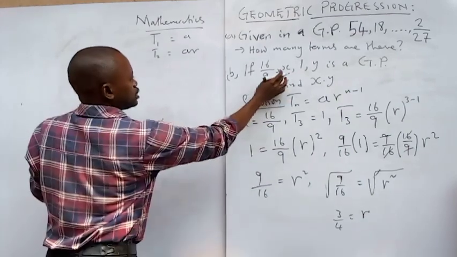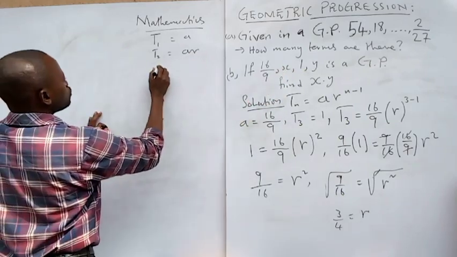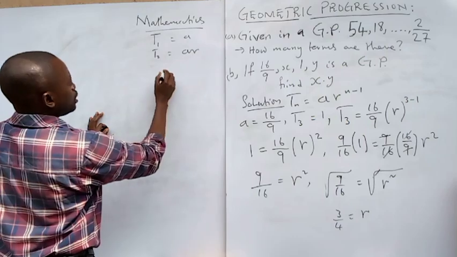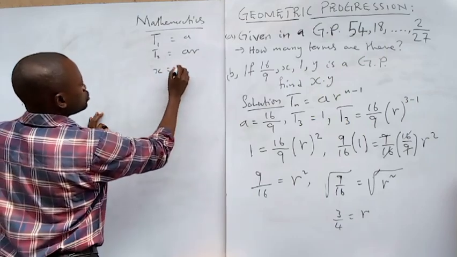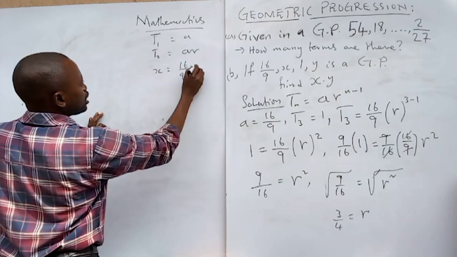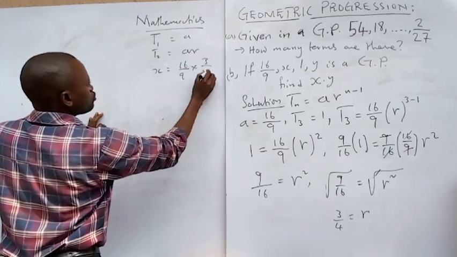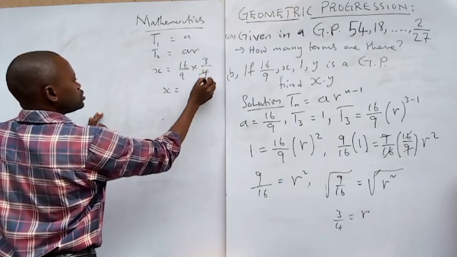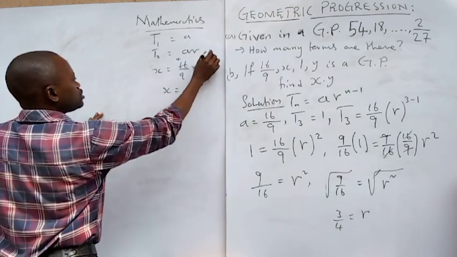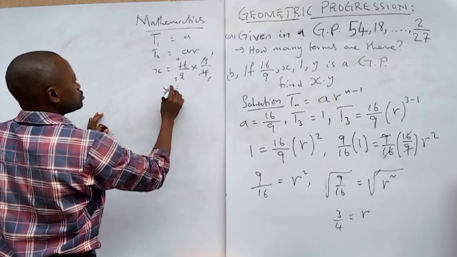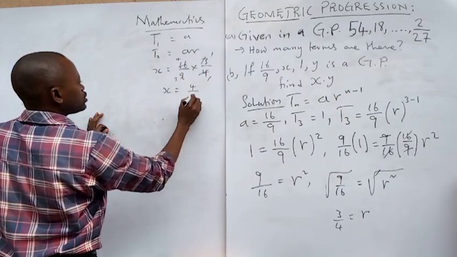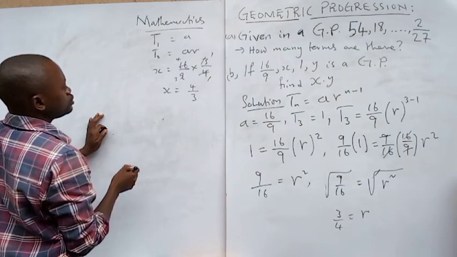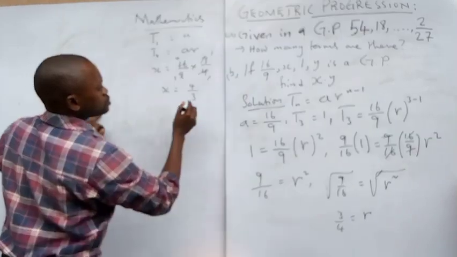So that is to say, this second term, T2, is x. That means that x is equal to 16 over 9 times the common ratio, which is 3 over 4. So it then means that x is equal to, 4 cancels itself here, 1 here, 4; 3 cancels itself, 1 here, 3. So x is 4 over 3. We got that.